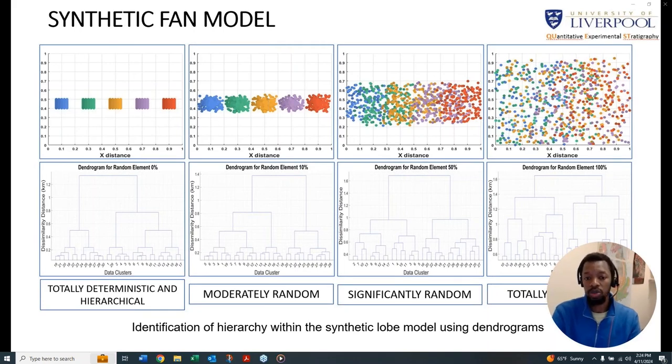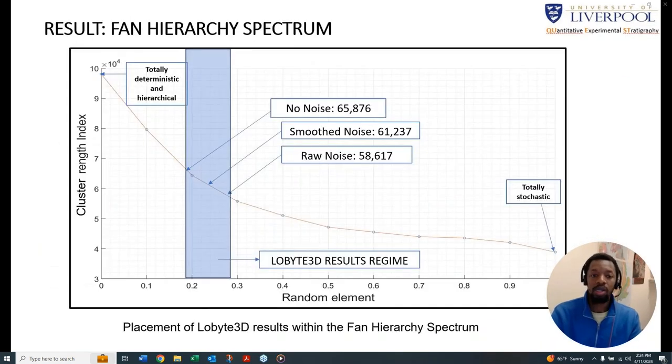And we also use all this to form the regime that tells us the regime of hierarchy and the regime of non-hierarchy. So the spectrum was created by calculating the cluster stress index as well as the hierarchical step metric. As expected, the totally deterministic and hierarchical fan model has the highest value, and the totally stochastic has the lowest value.